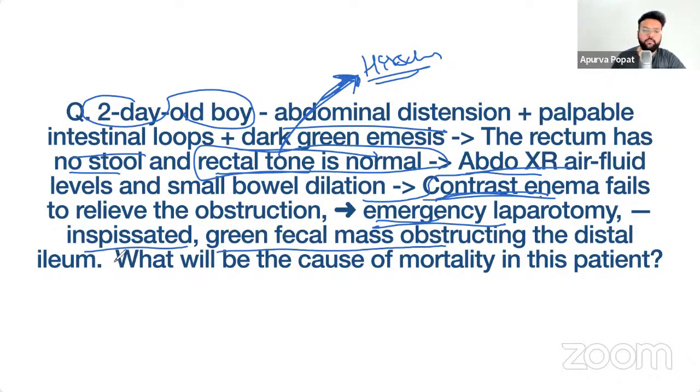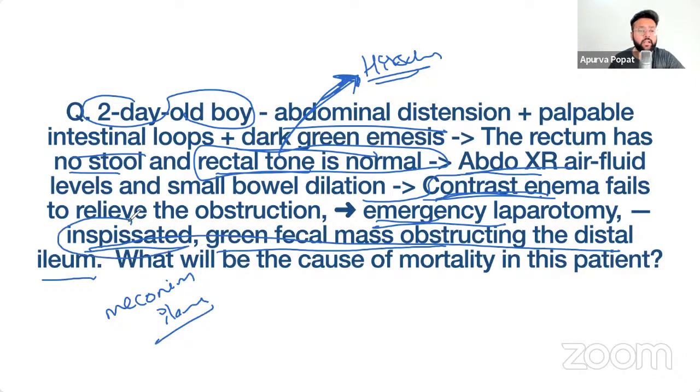Inspissated green mass. Meconium. That's meconium ileus. That's very, very good. And why is it written inspissated? That's because it is dehydrated. Because it's dehydrated, it's very sticky. That's why it is called inspissated fecal mass. And why distal ileum? Because that's the narrowest part. That's why meconium ileus is very common at the distal ileum, because the ileum is the narrowest part of the entire intestinal passage.